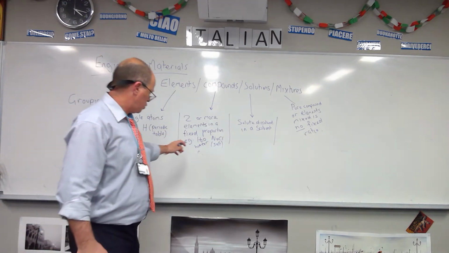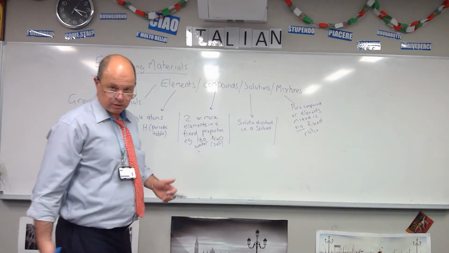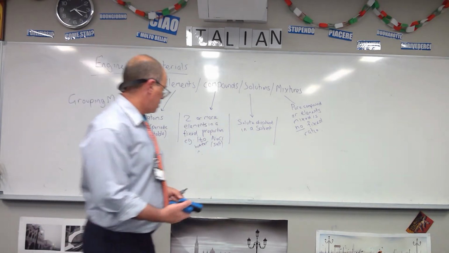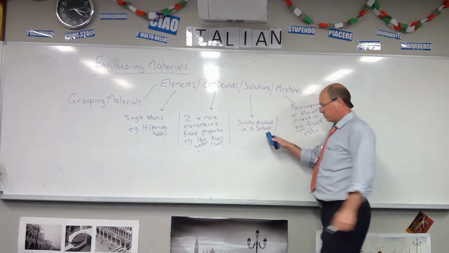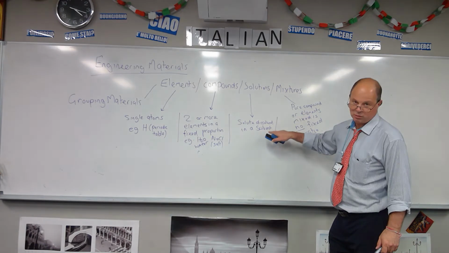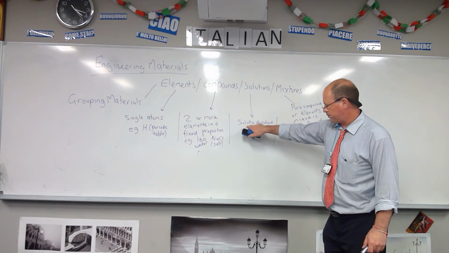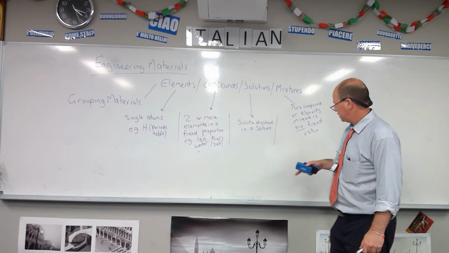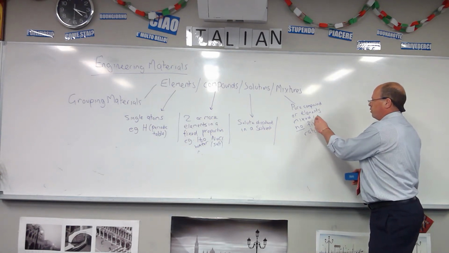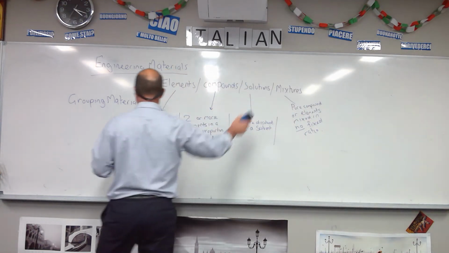For example, H2O, which is two hydrogen atoms joined to an oxygen, which gives us water, and NaCl, sodium chloride, which is our common table salt. And then we've got solutions, which is a solute dissolved in a solvent. So the solvent's the thing that does the dissolving, such as water, and the solute is the salt that we put in the water and dissolve. And of course, mixtures are pure compounds or elements mixed in no fixed ratio. Okay, so that's the first grouping of materials: elements, compounds, solutions, and mixtures.